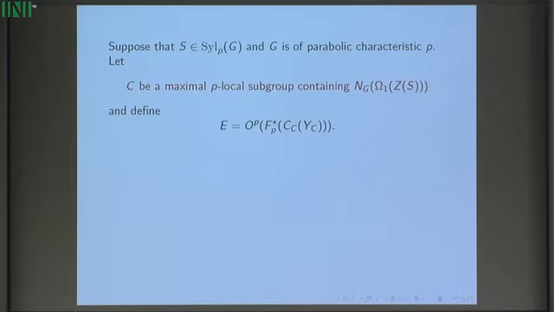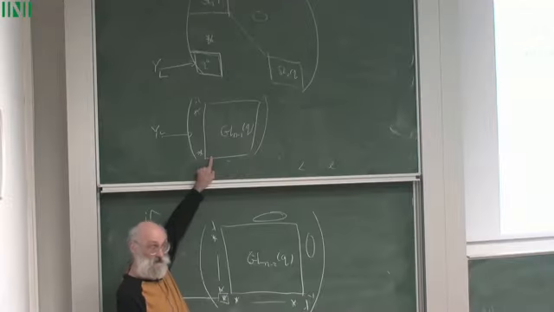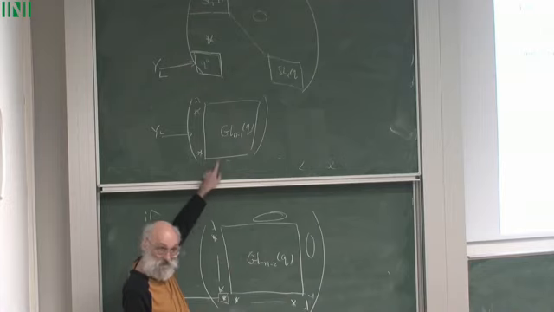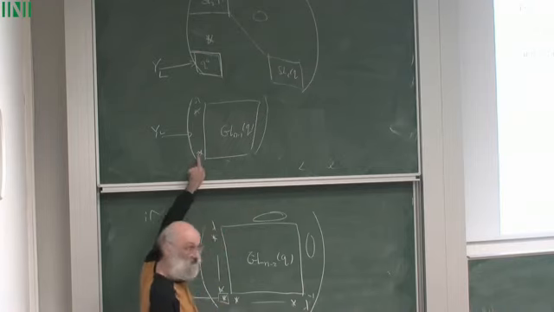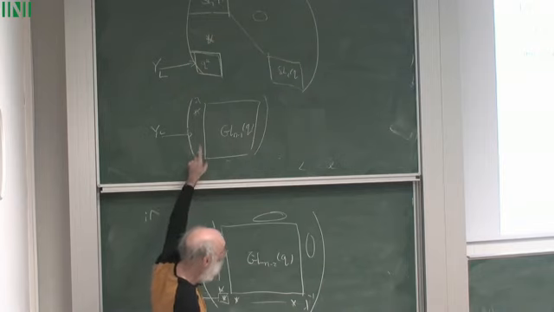So here's the centralizer of the center of S. And in this instance, we take C a maximal P local containing this, looking at something like this, or its friend by the graph automorphism, the one with the stars down the bottom. And then YC is all of that. Sorry, YE is all of that.